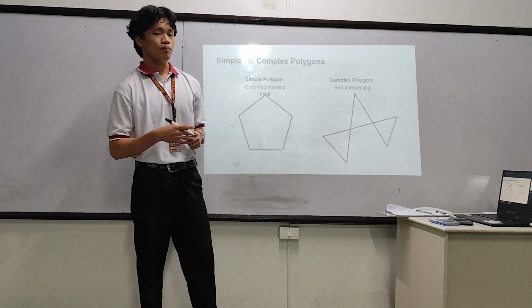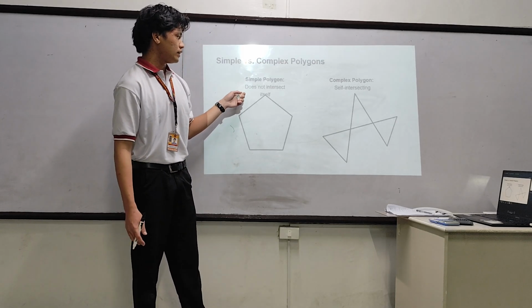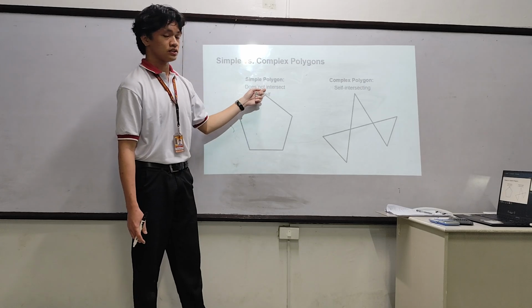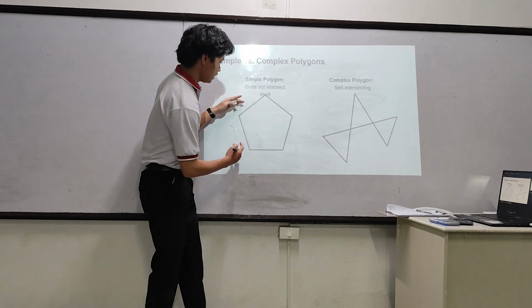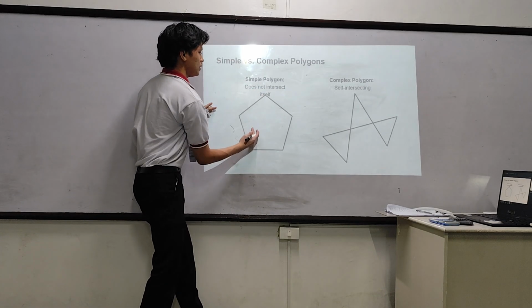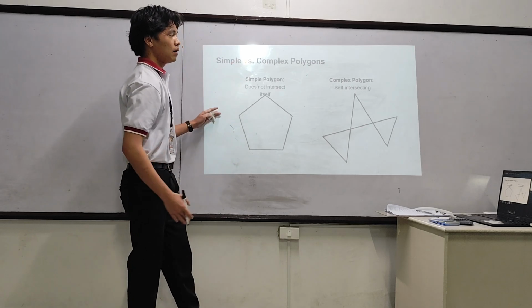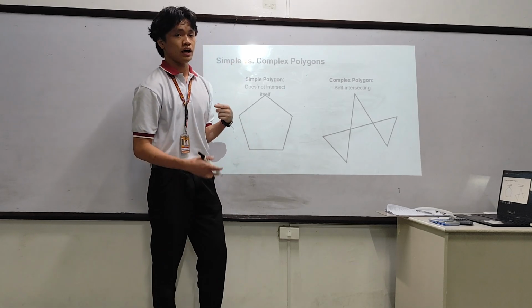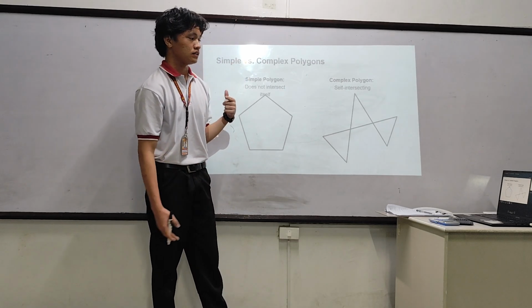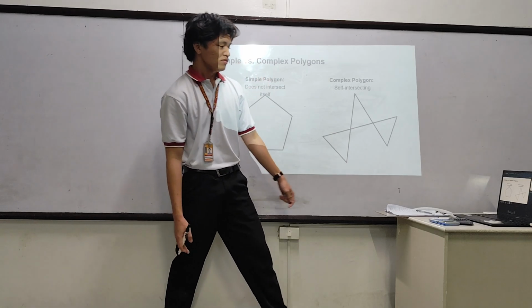Basically, a simple polygon does not intersect itself, which means its sides do not intersect, while a complex polygon is intersecting.